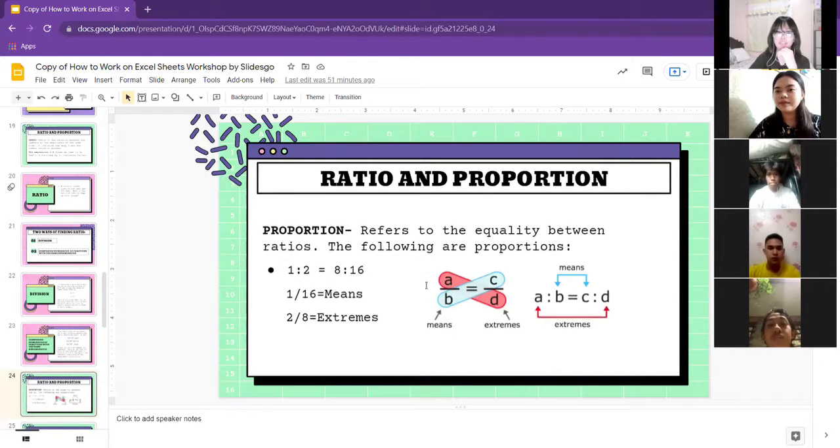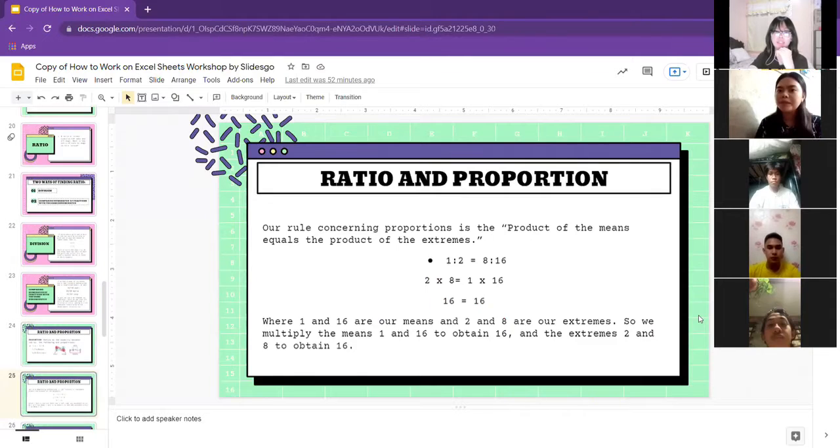So when identifying the means and extremes, you can also use it in fractions, which you can identify using the butterfly equation, like this. The next one, our rule concerning proportions is the product of the means equals the product of extremes. So in getting the proportion, you need to use this equation, which is 1 is to 2 equals 8 is to 16.